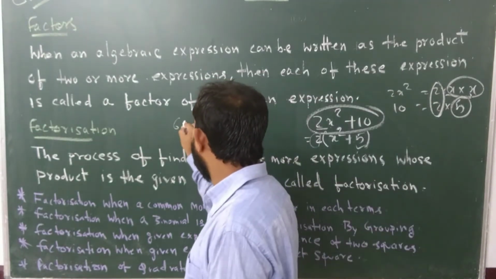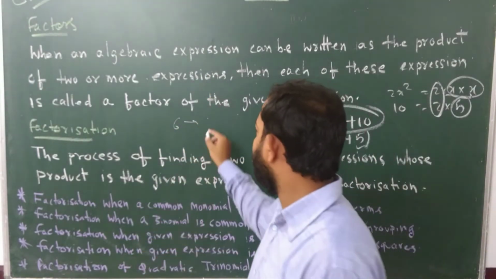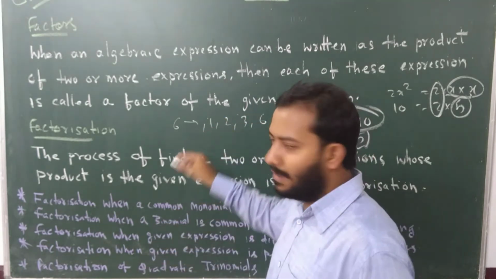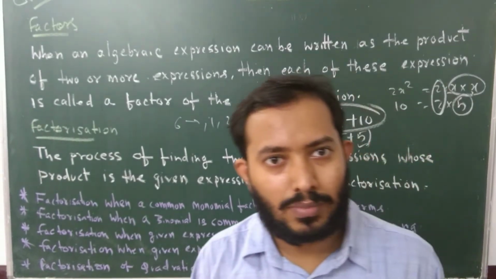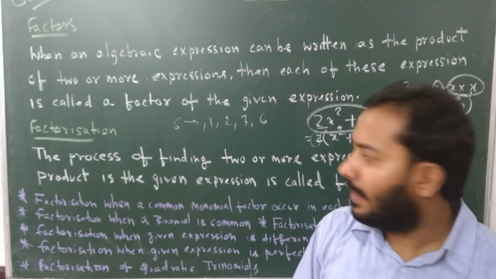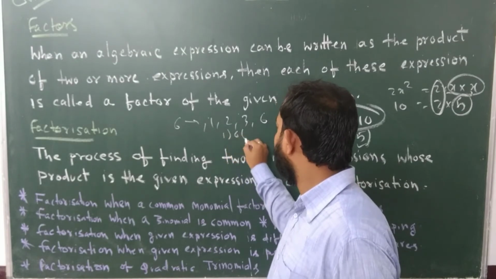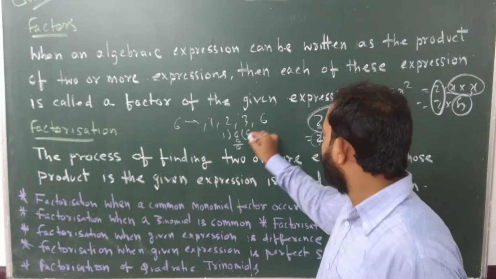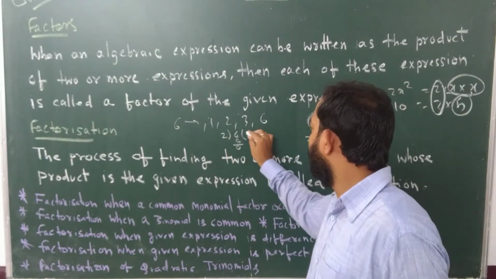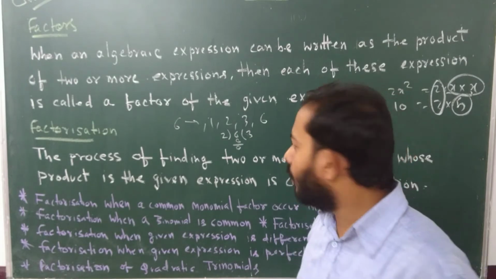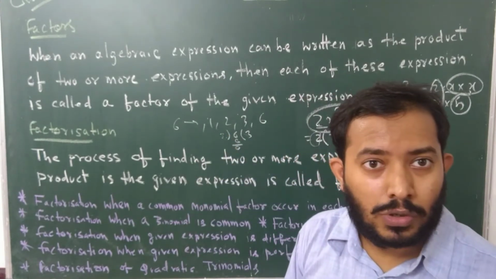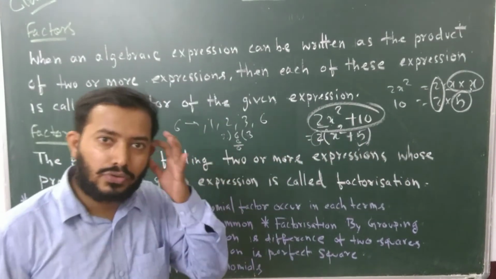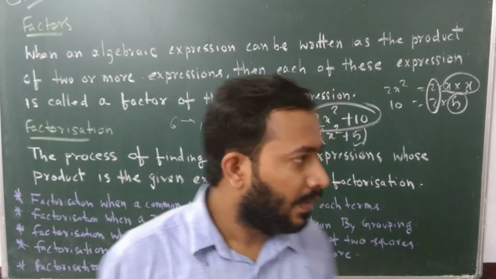Like if I take 6, the factors of 6 are 1, 2, 3, 6. That means whenever you divide 6 by a factor of that 6, you will get remainder 0. If I divide by 1, we will get remainder 0. If we go for 2, 2 threes are 6, you will get remainder 0. If we go for 3, we will get remainder 0. So a factor means that which gives you remainder 0. In short form we can say that.